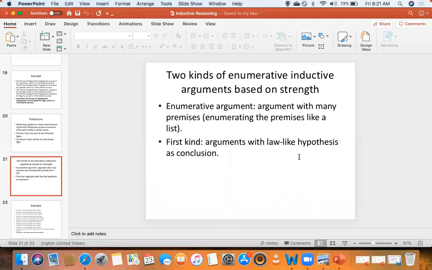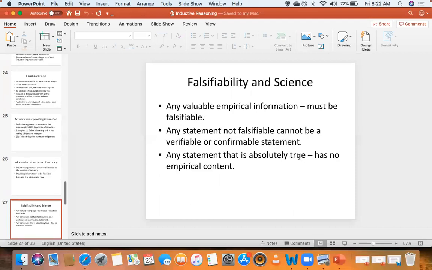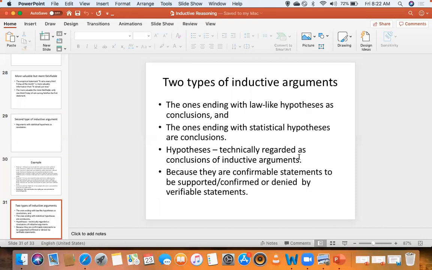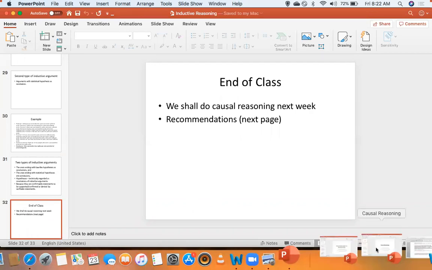Then we looked at the two kinds of inductive arguments. We saw those ending with law-like hypothesis as conclusions. And then we saw those ending with statistical hypothesis as conclusions. And we were saying that those that end with statistical hypothesis as conclusions are a little bit safer to advance or propose compared to the ones that end with law-like hypothesis as conclusions. And then that was it for inductive reasoning.